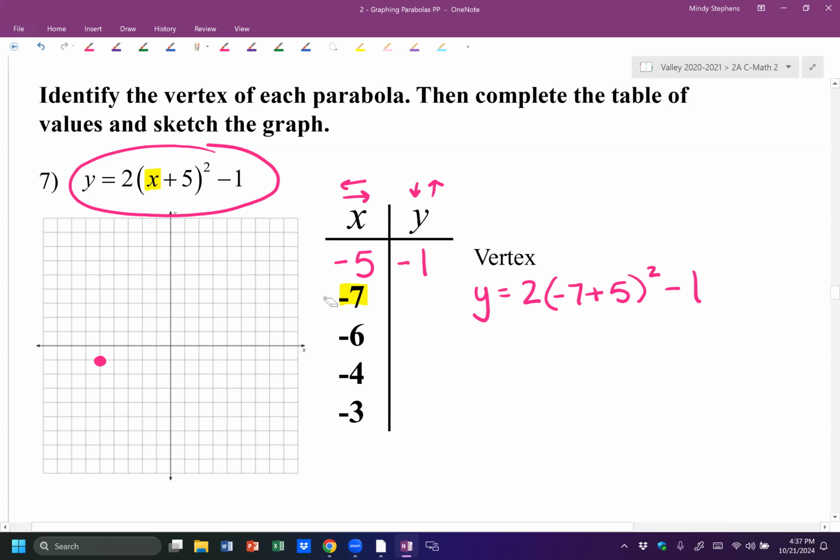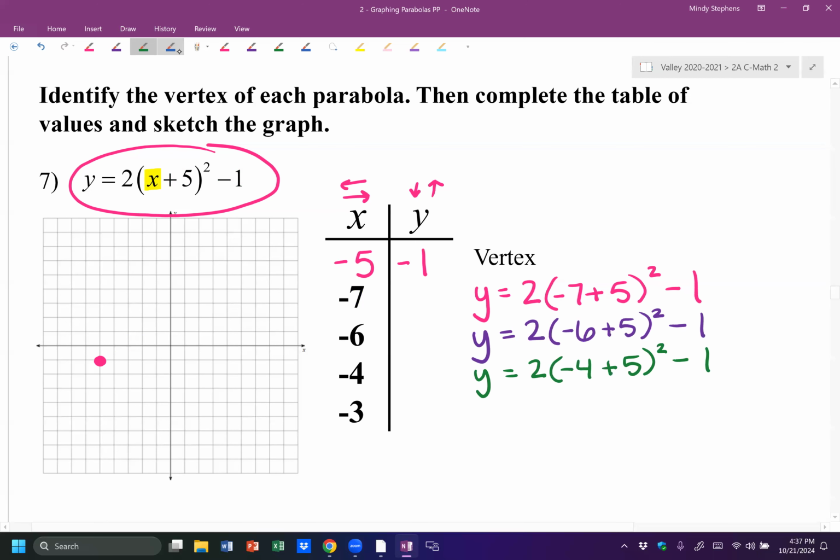So now I'm going to put the -6 in. So I have y equals 2 times (-6 plus 5) squared minus 1. And then I'm going to do the same thing. I'm going to put in a -4. So y equals 2 times (-4 plus 5) squared minus 1. Then I'm going to do the same thing, and I'm going to put in a -3. So y equals 2 times (-3 plus 5) squared minus 1.